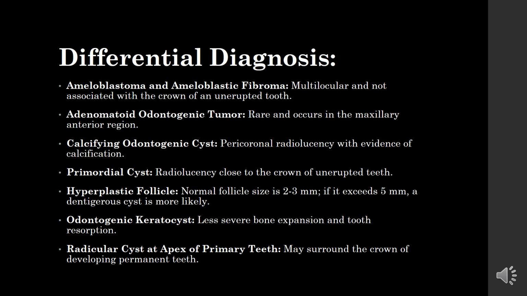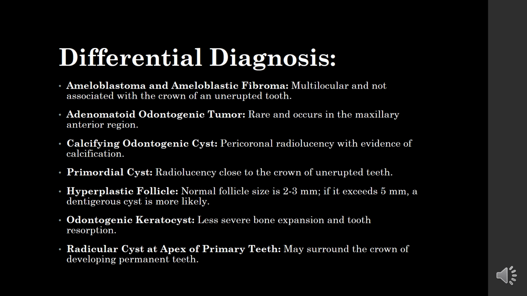Differential diagnosis of dentigerous cyst includes ameloblastoma and ameloblastic fibroma. They are multilocular and not associated with the crown of an unerupted tooth. AOT is rare and occurs in the maxillary anterior region. Calcifying odontogenic cyst shows pericoronal radiolucency with evidence of calcification. Primordial cyst. Radiolucency of primordial cyst is not close to the crown of an unerupted tooth.